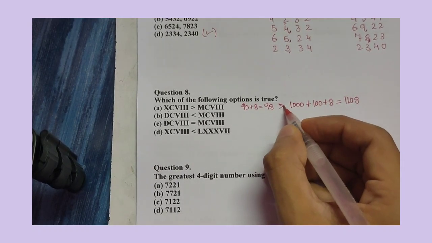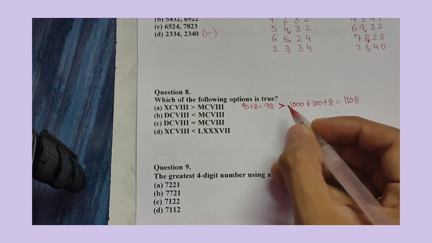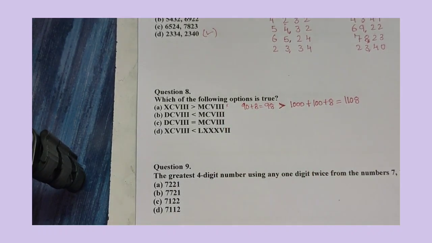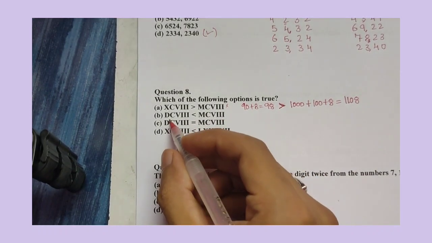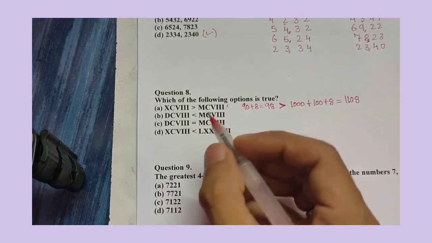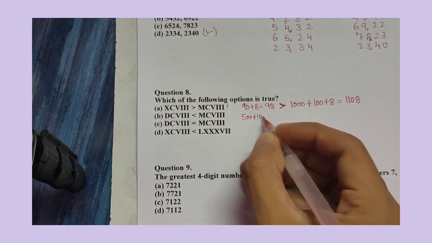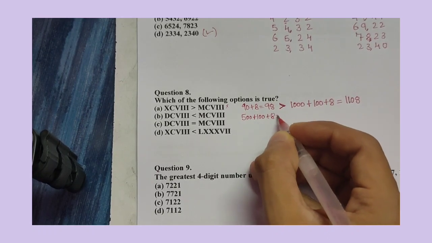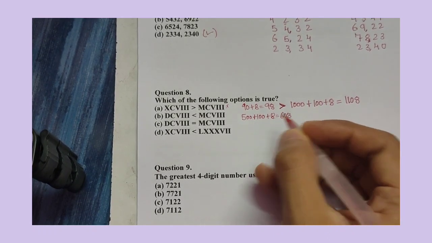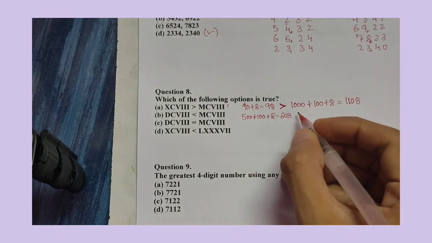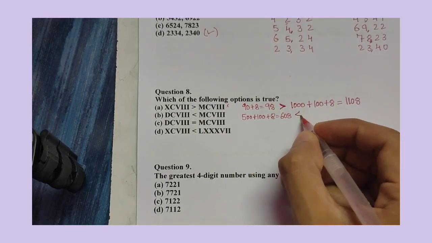But the sign has been shown that 98 is greater. So the first option is rejected. Moving to the second one, D, C and 8. D representing 500, C representing 100 and plus 8, it means 608. 500 plus 100 is 600 and plus 8. The sign is on this side.